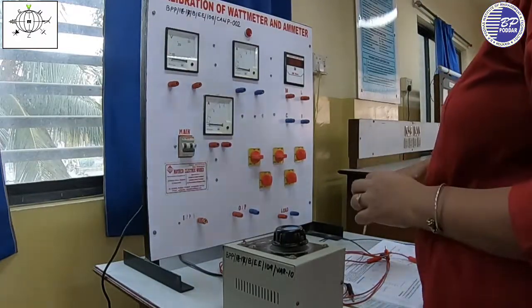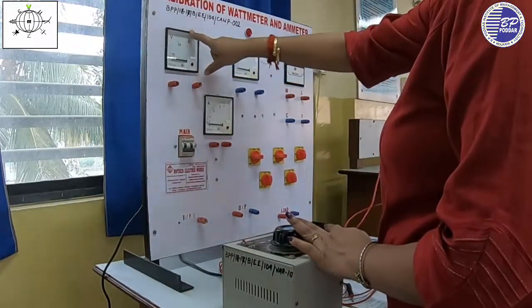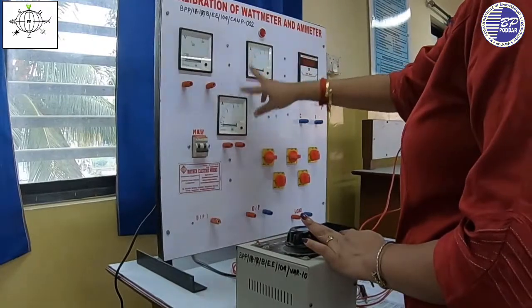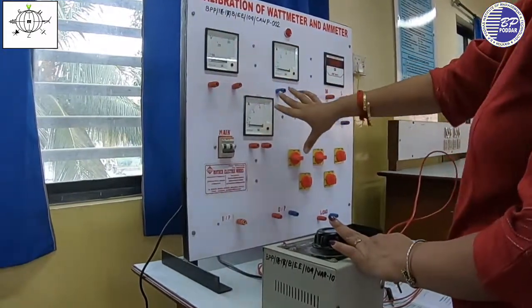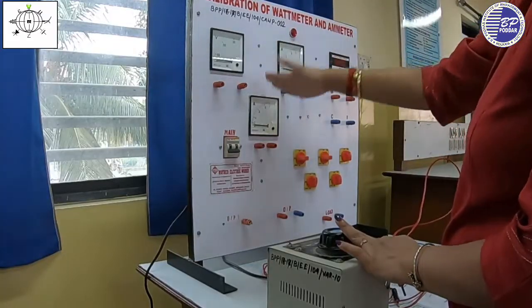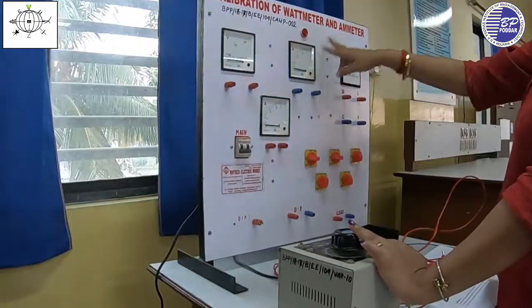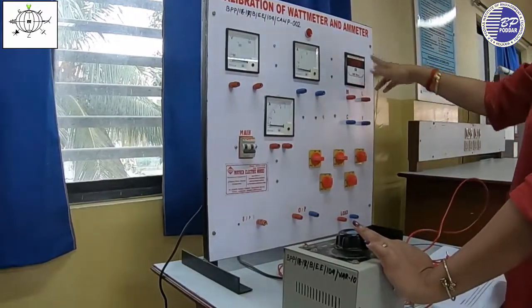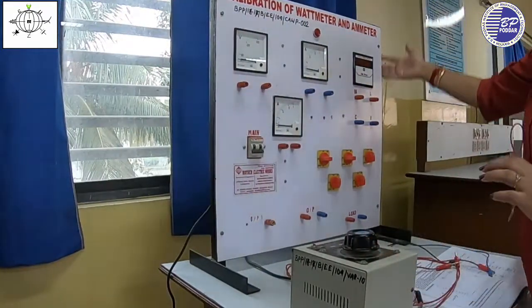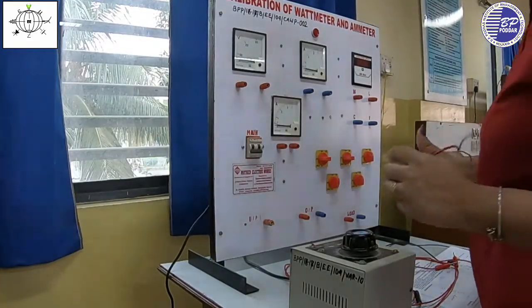Okay, so this is the panel of the experiment. This is the variac. This is the standard voltmeter, and here are two ammeters. We have to consider one ammeter as a standard one and another as a test one. So we are considering this ammeter as the standard ammeter, and this one is the test ammeter, and this is the test wattmeter. The load is behind this panel. Okay, so I am going to start the connection.